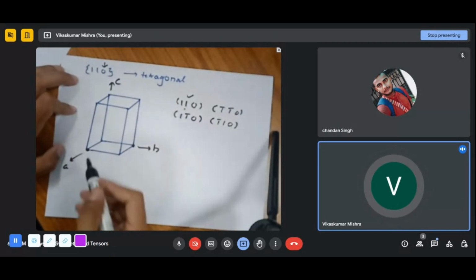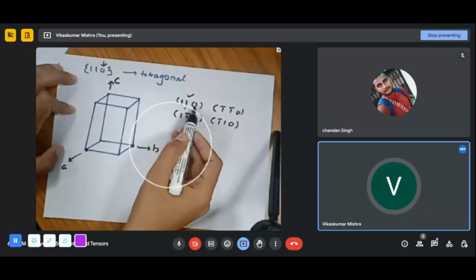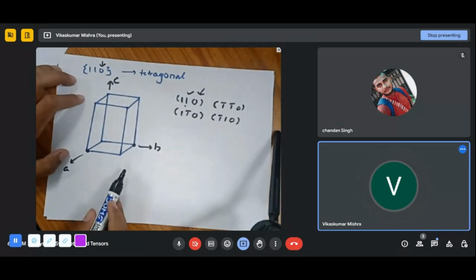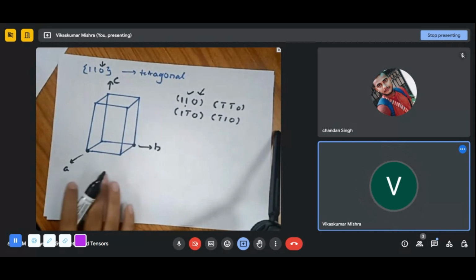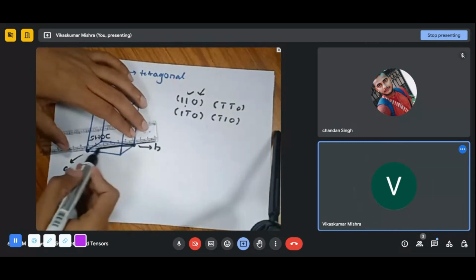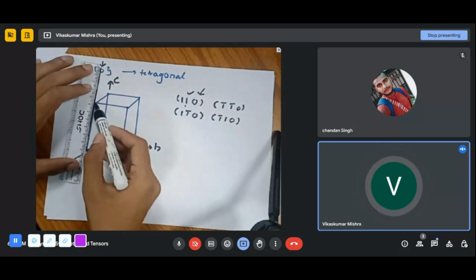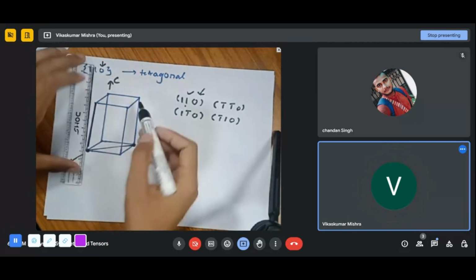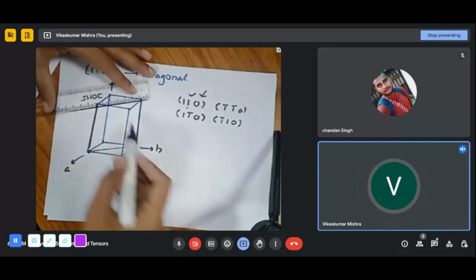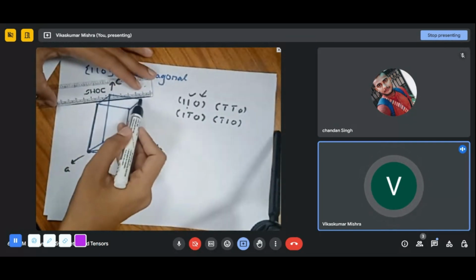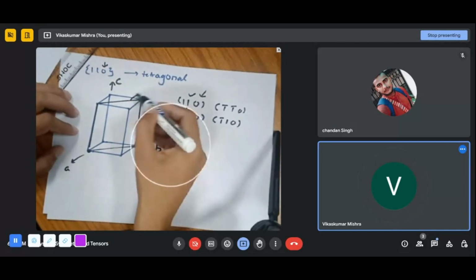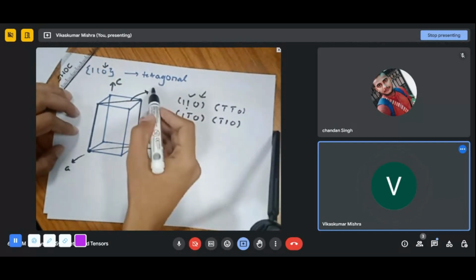Okay, so now let's go with this particular one. So now we know that this particular plane will cut at infinity on the c-axis. Okay, so we have to draw a parallel. We can join these two things, and we can make them parallel to each other. We just need to extend them. Where they end on the upper side, we'll join it. So this particular plane is 1 1 0.